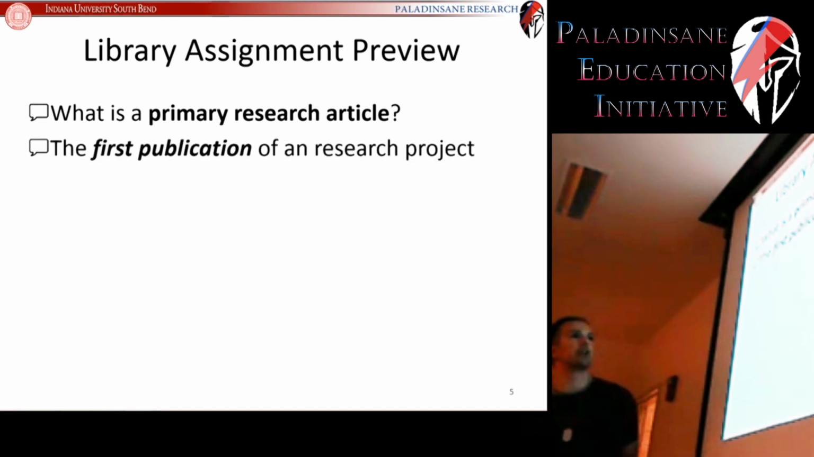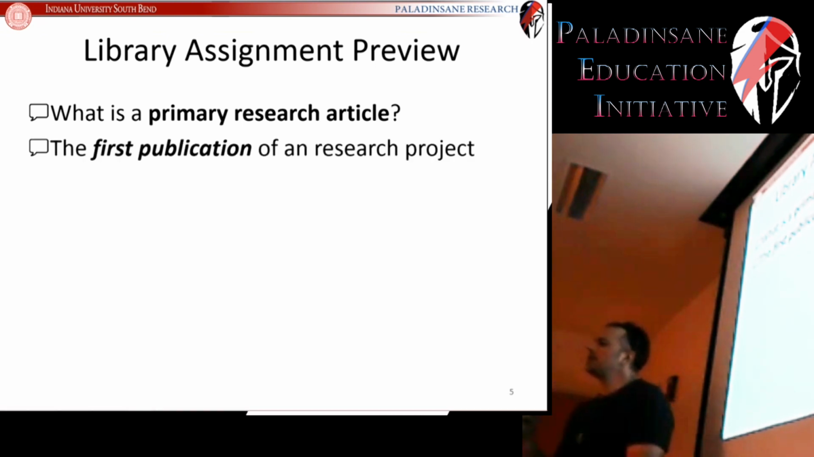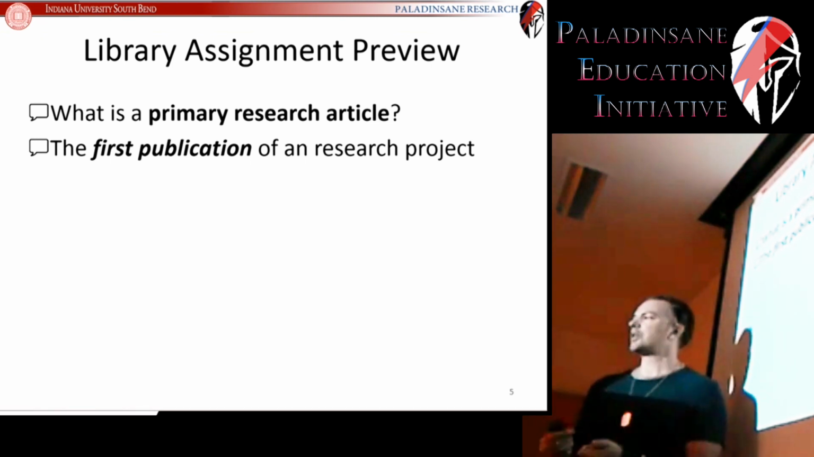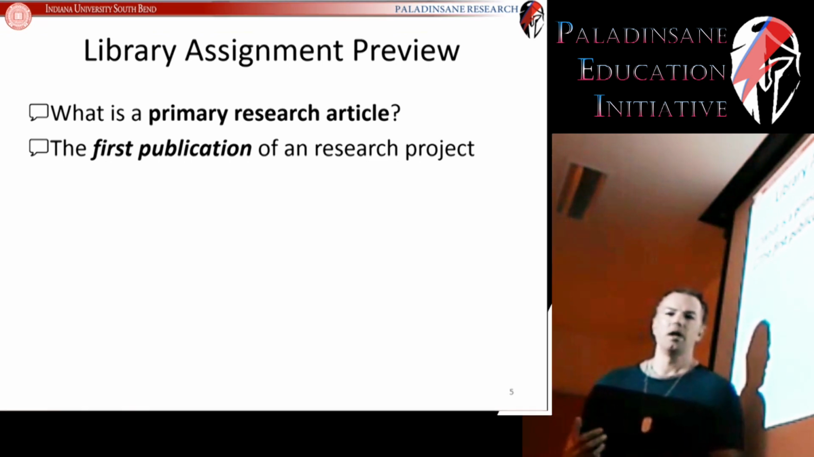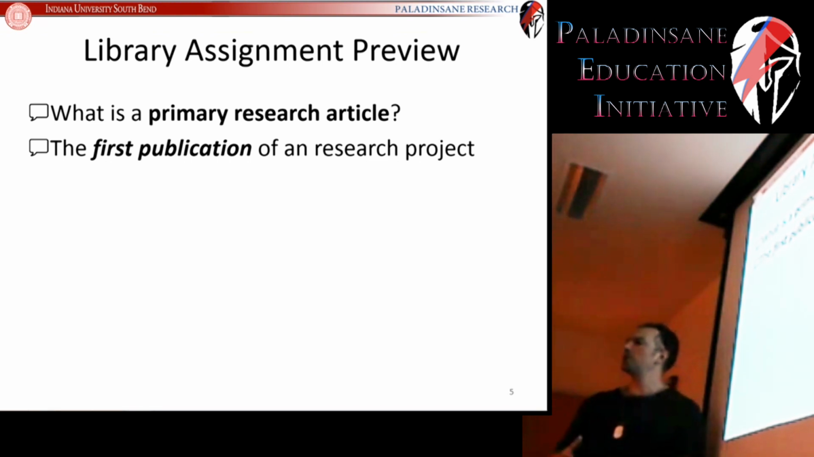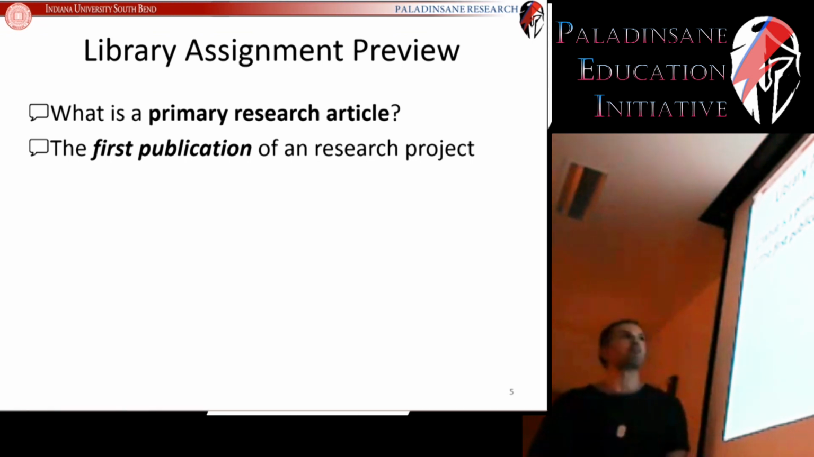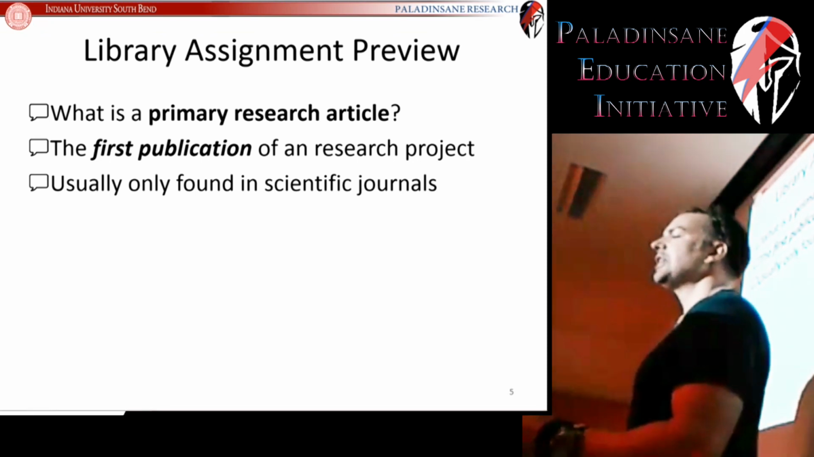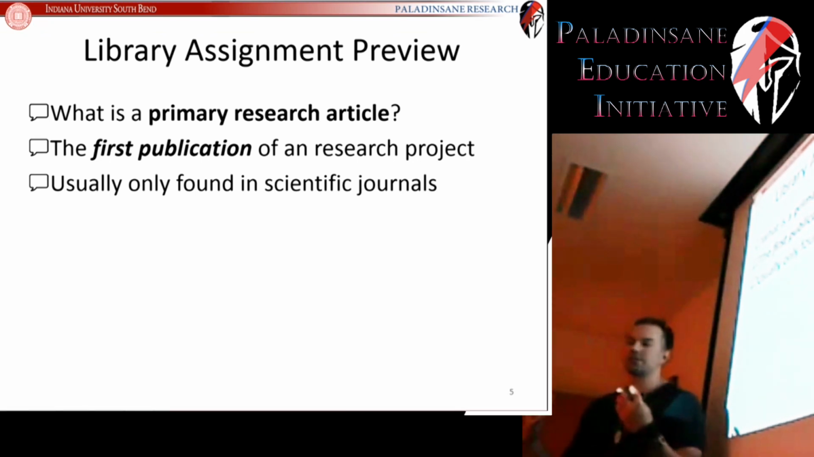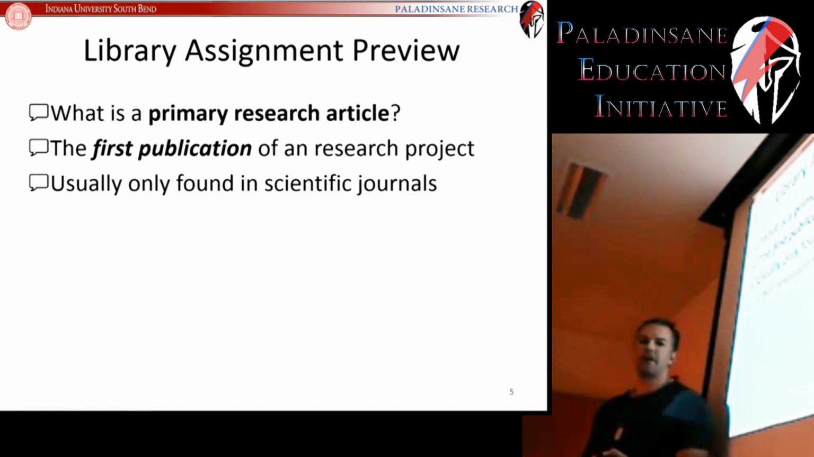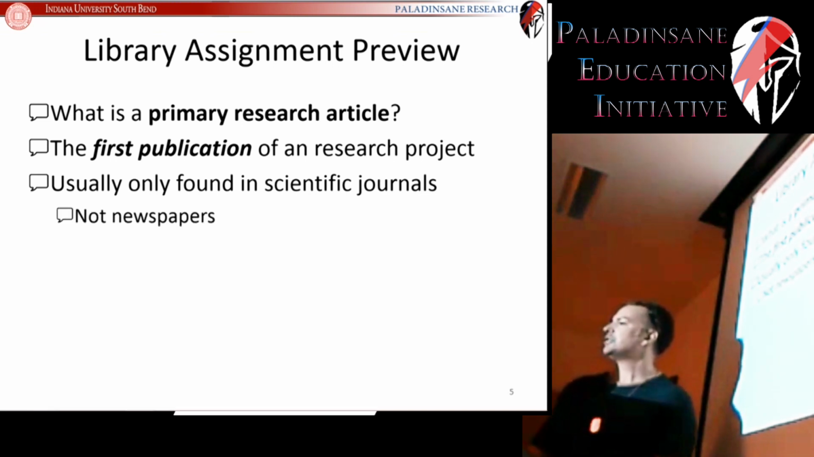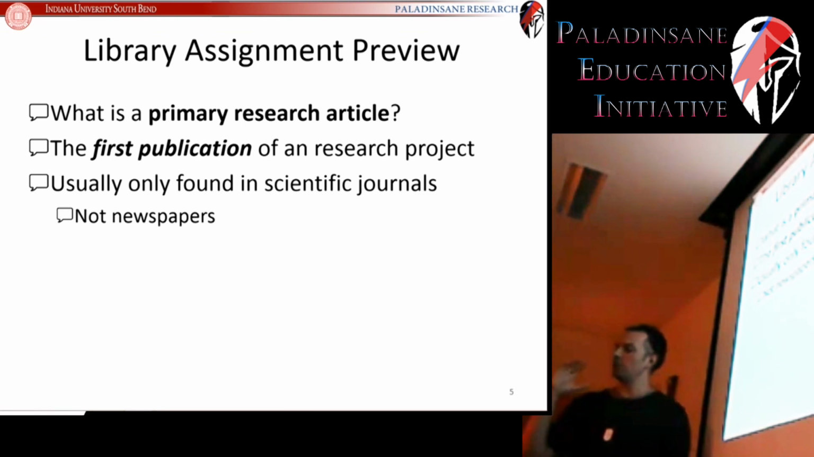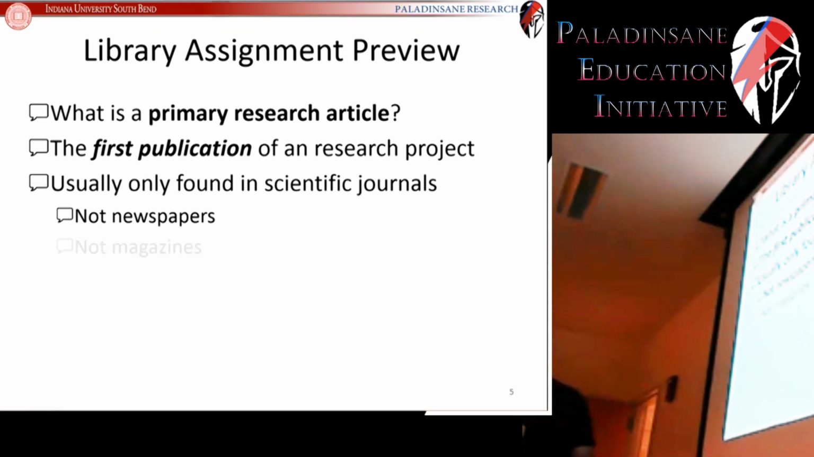And a primary research article is the first publication of a research project. So it is the original source of the information. It's the original report of this information. It is the most reliable source for this information. This primary article is usually only found in professional scientific journals. So it's not found in newspapers. If you're reading a newspaper about a new scientific study, you are not reading the primary research article. You're not reading the original publication. So you're not going to find it in newspapers.